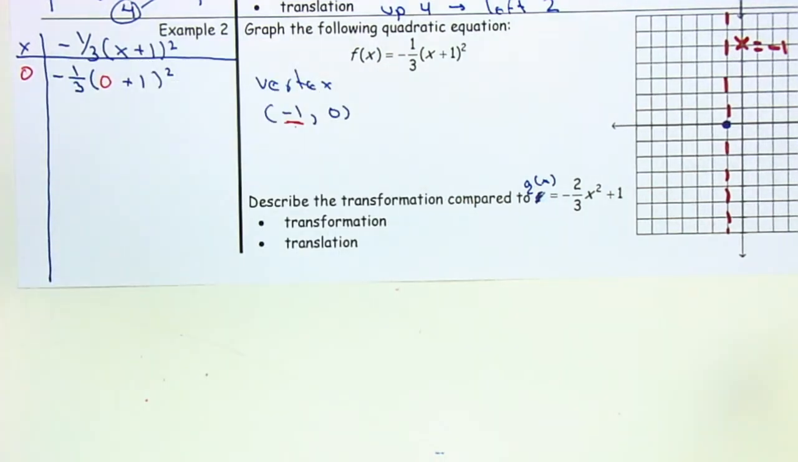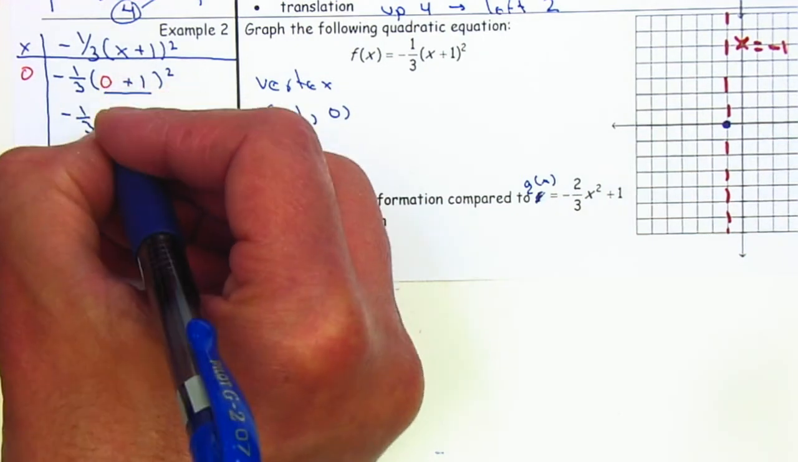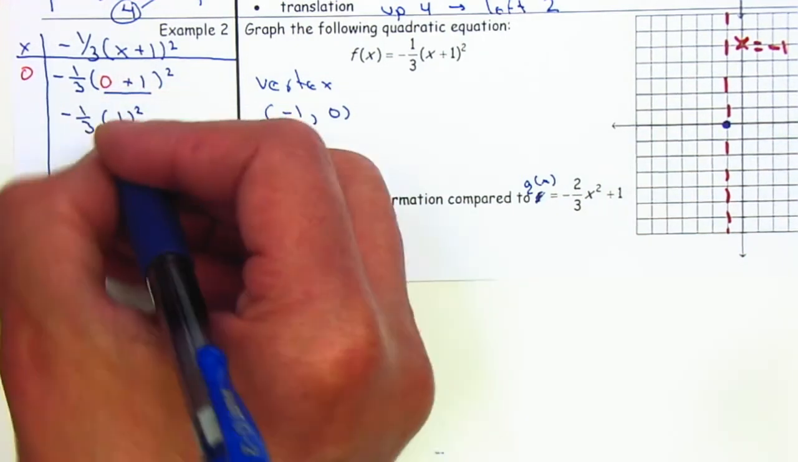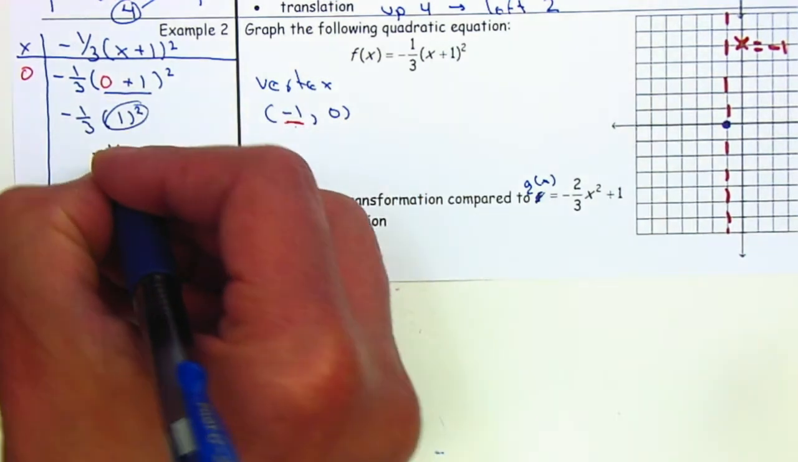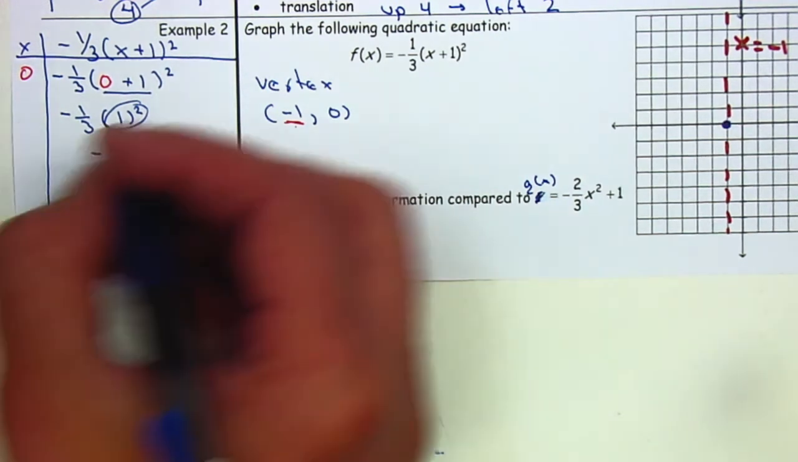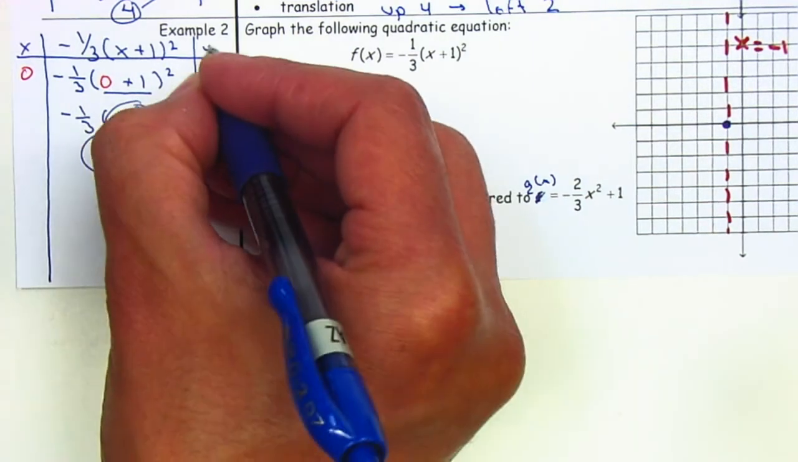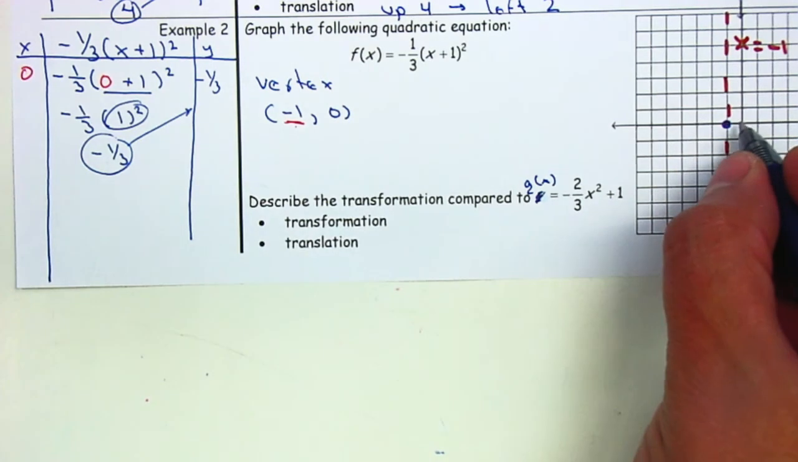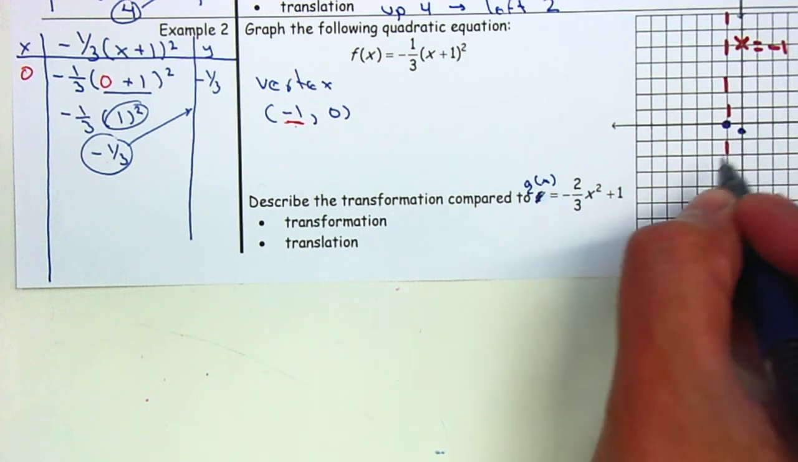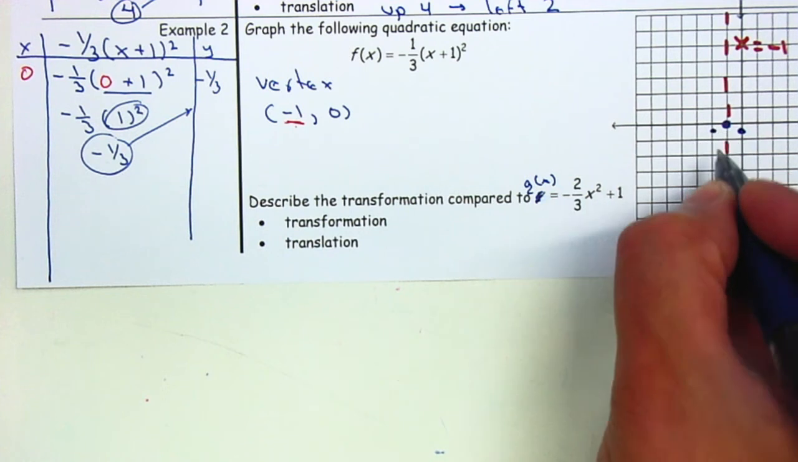I'm going to simplify. That gives me 1, so negative 1/3 times 1 squared. 1 squared is 1, times negative 1/3 gives me negative 1/3. So my next point, the y value, is negative 1/3. My next point is 0 comma negative 1/3. So at 0, I stay there, and then I'm going to go down 1/3, which is here. And what's on one side is on the other side. It should be a bit higher, but that should be fine.